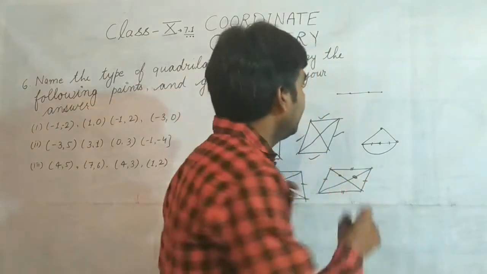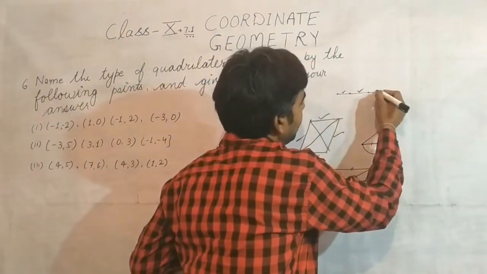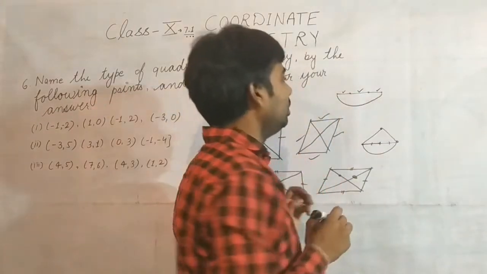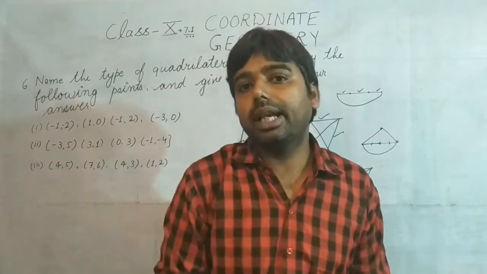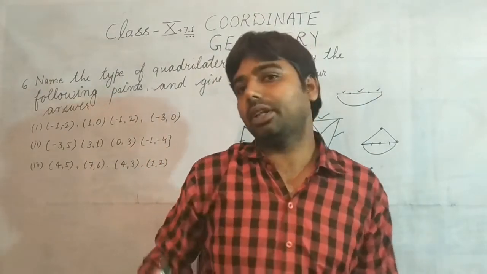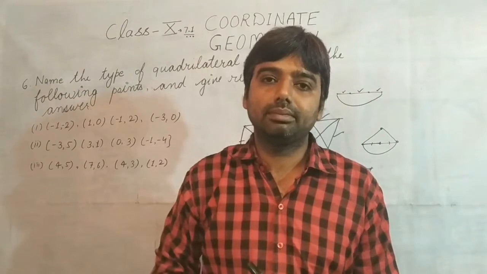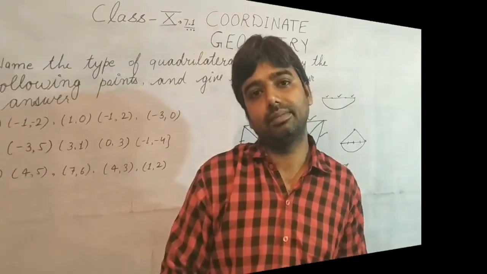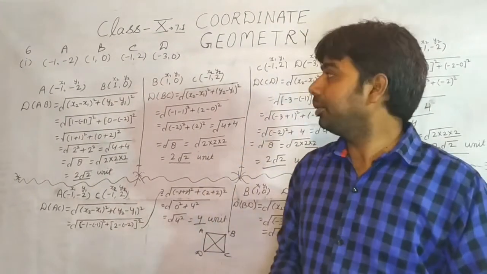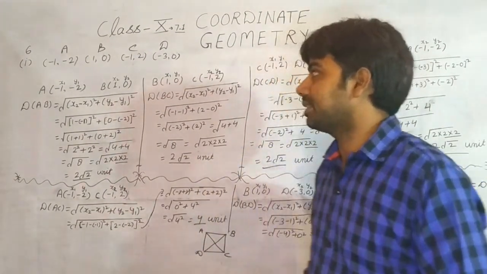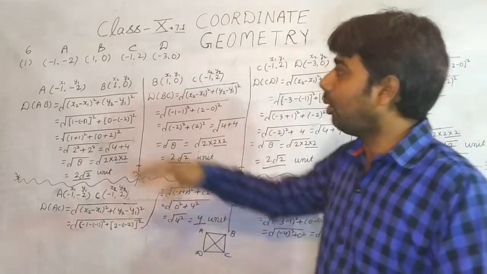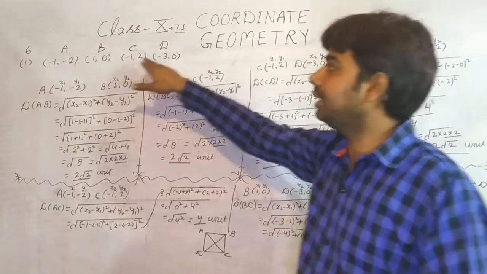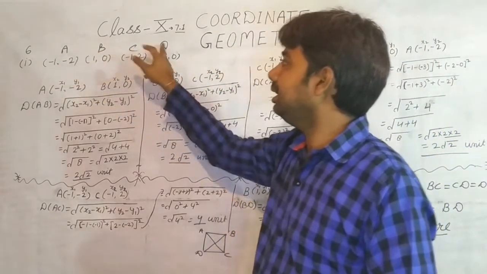In the same way, if we add 3 lines, 1, 2 and 3, and the sum is equal to the fourth line, it is not any type of quadrilateral we require here. So let us go forward to the next part. Now we are going to do the first part of question number 6. I have written all the 4 points here, and from my side I name them A, B, C, D.